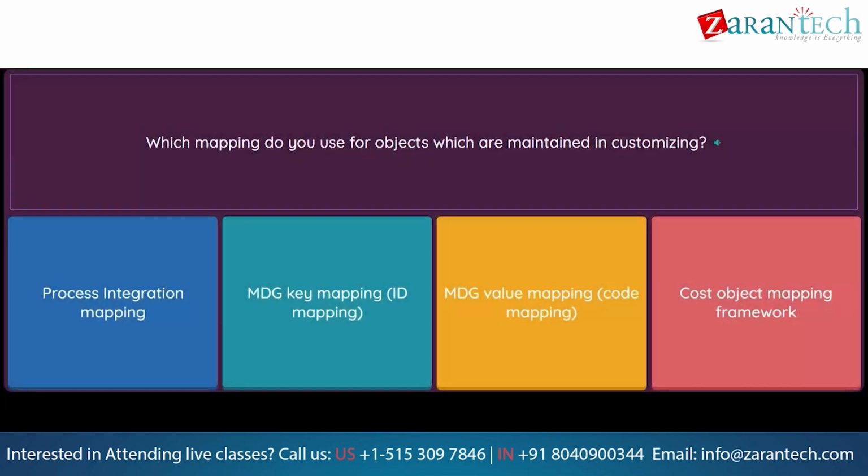Question: which mapping do you use for objects which are maintained in customizing? Option 1 Process Integration Mapping. Option 2 MDG Key Mapping, ID Mapping. Option 3 MDG Value Mapping, Code Mapping. Option 4 Cost Object Mapping Framework.